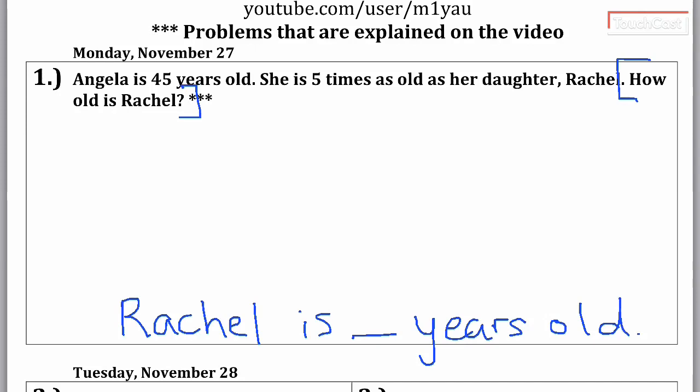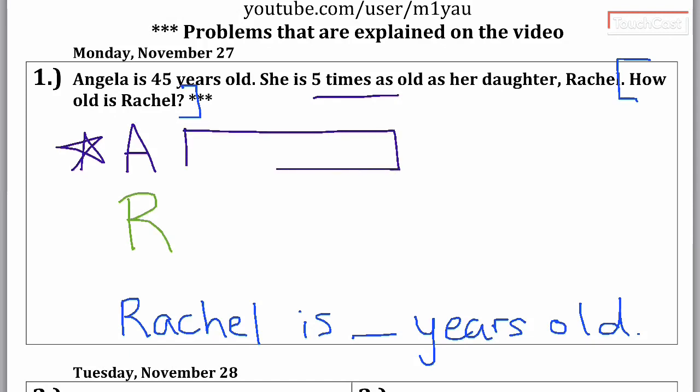And we're going to set up our two people. We have Angela, okay, and we have Rachel. Alright, and just to get started, I already know that Angela has to be older than her daughter, Rachel, just because she can't really be her mother if she's not older. And second, it also tells me she is 5 times as old. And it also gives us that Angela is 45 years old.